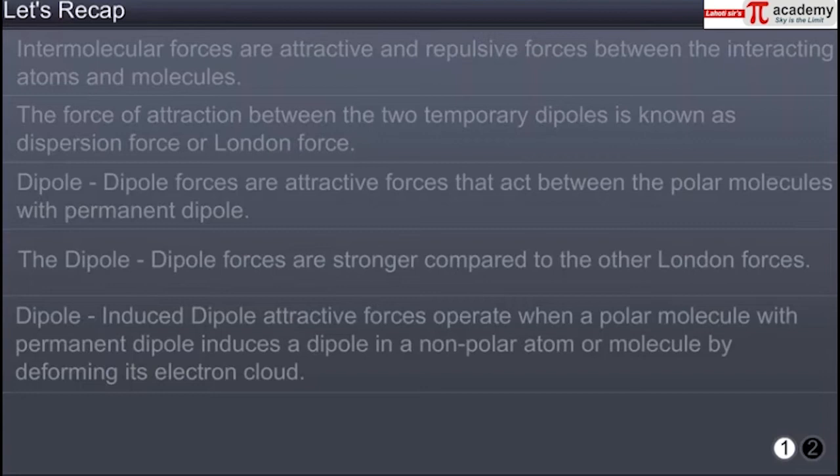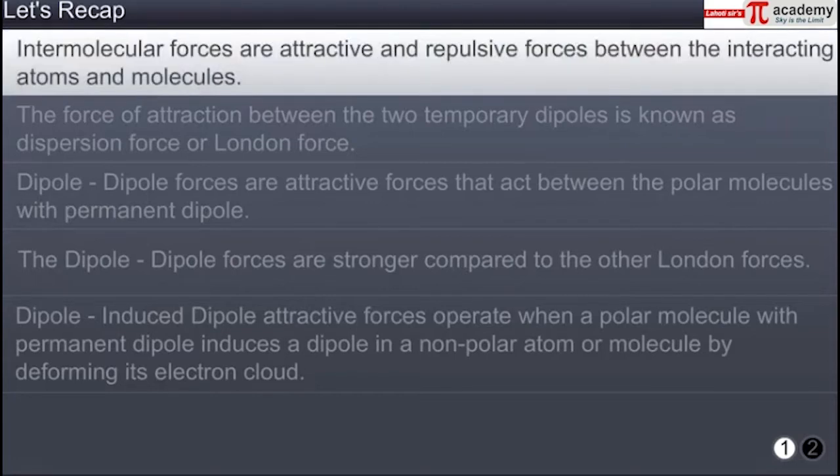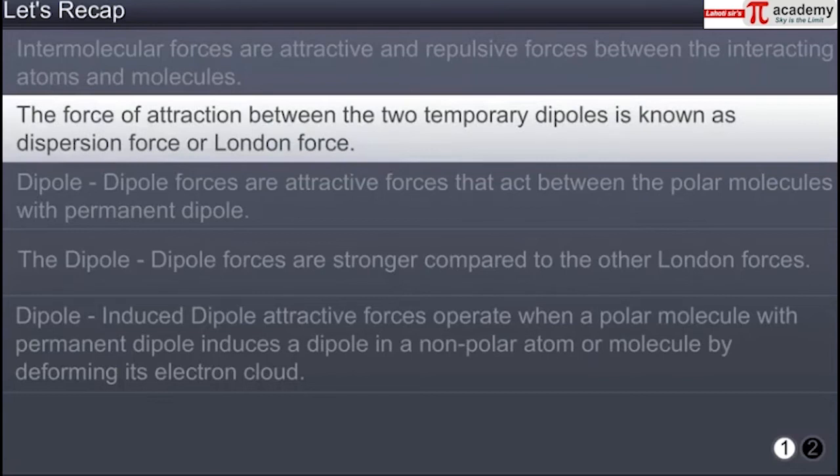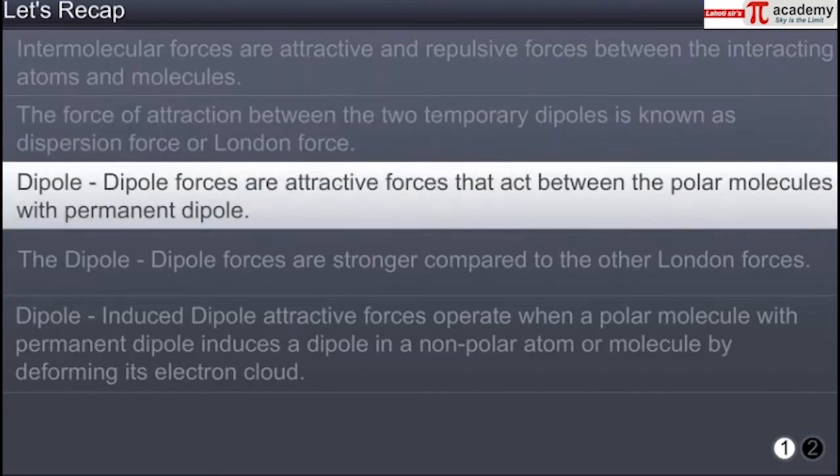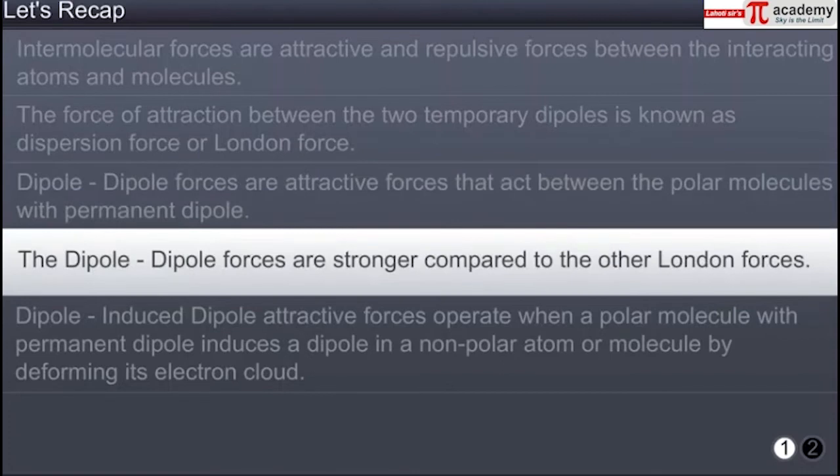You have now reached the end of this module. In this module, you learned that intermolecular forces are attractive and repulsive forces between the interacting atoms and molecules. The force of attraction between the two temporary dipoles is known as dispersion force or London force. Dipole-dipole forces are attractive forces that act between the polar molecules with permanent dipole. The dipole-dipole forces are stronger compared to the other London forces.